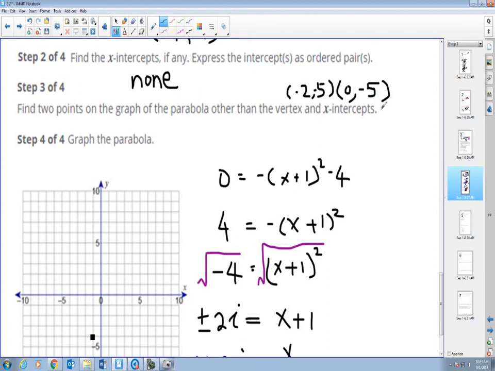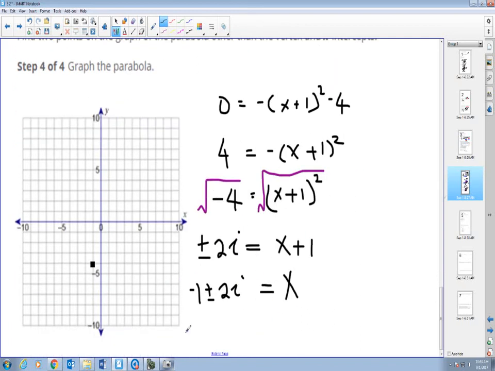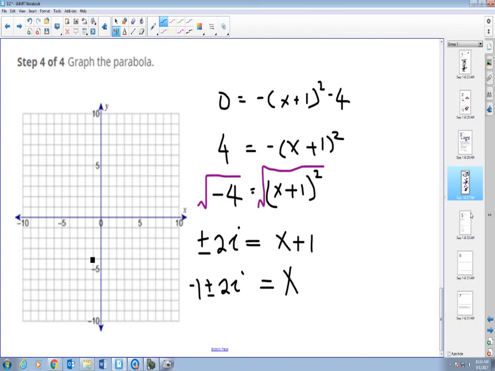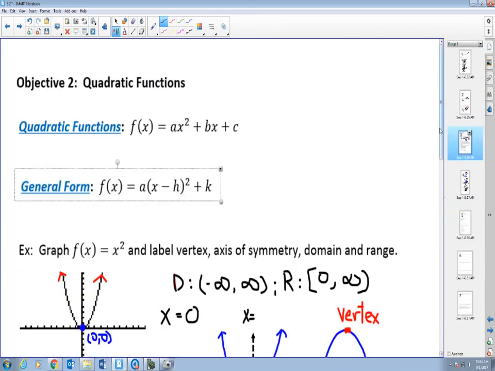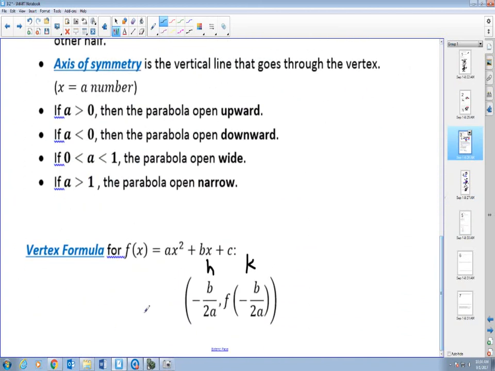So there is a difference between finding x-intercept versus finding the zeros. How you do it is the same, but if your answer ends up with an i, that clearly states you don't have any x-intercept. All right, let's try a different one. What happens if it's in this form? How do I find the vertex? And now this is where the vertex formula will come into play.